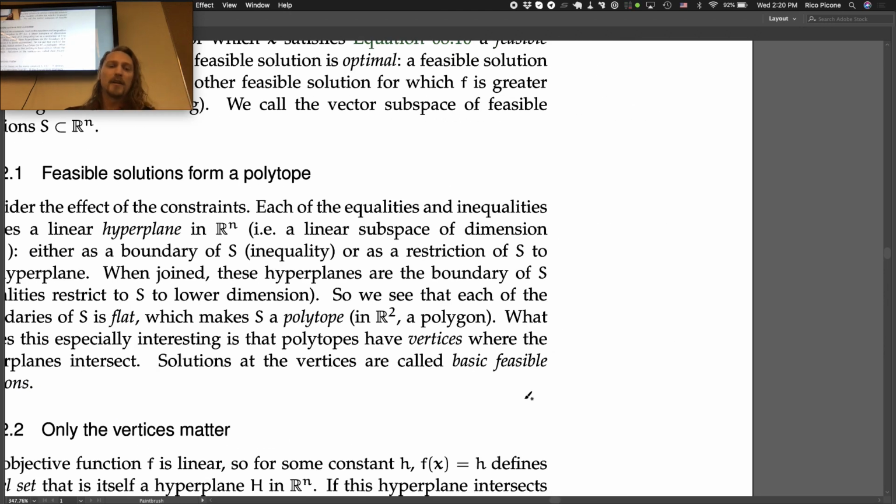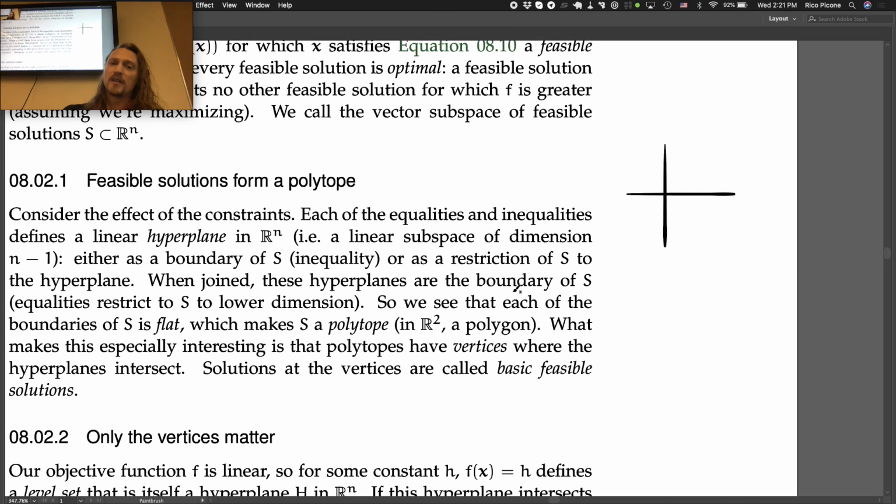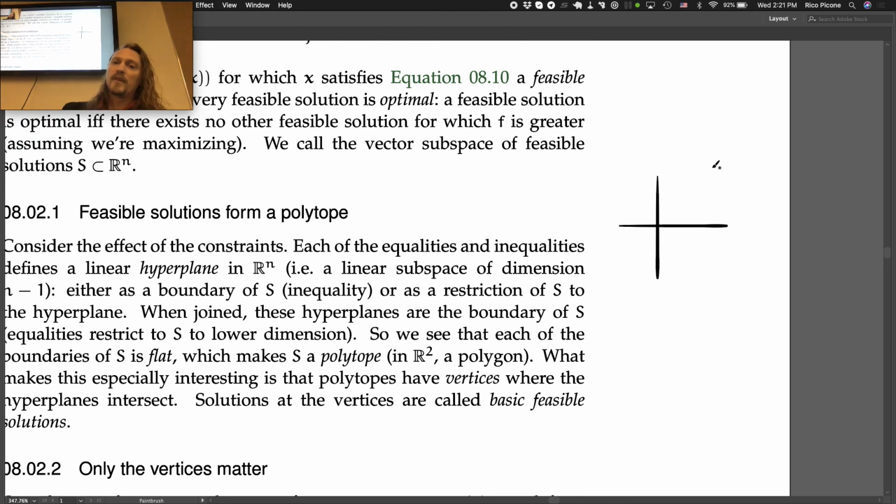So if you're in R2, a hyperplane is a linear subspace of dimension n minus 1. So x1, x2, a linear subspace of dimension n minus 1 is a line. Okay, so these are all linear subspaces.